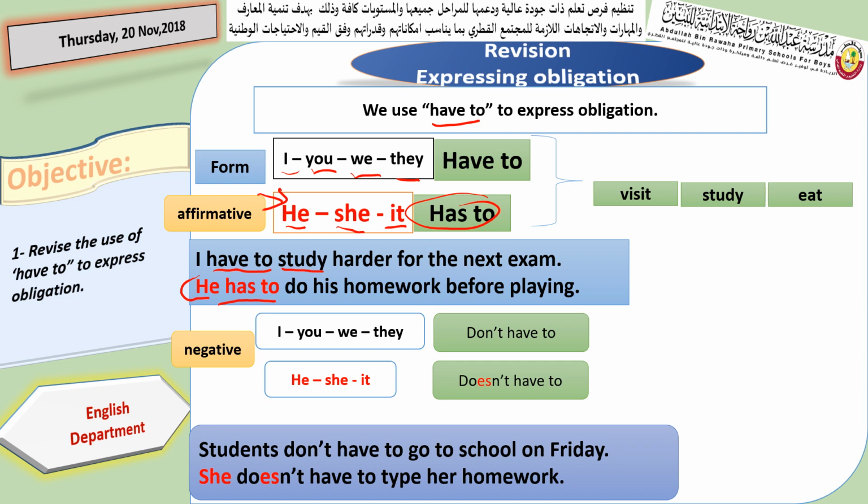For example, students don't have to go to school on Friday. التلاميذ لا يتوجب عليهم الذهاب إلى المدرسة يوم الجمعة on Friday. Sentence number 2 she هي doesn't have to لا يتوجب عليها type her homework لا يتوجب عليها أن تطبع واجبها طباعة يكفيها الكتابة. Now here we have she because we have she we use here doesn't have to.